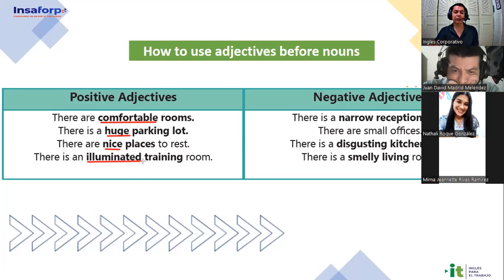So these are the adjectives, right? And then we have the noun. Look, rooms is the noun, right? Parking lot, the noun. Places, the noun. Training room. Okay, so the adjective is always before the noun. Then we have some negative adjectives. Narrow, estrecho, right? Small, disgusting, smelly living room, for example, right?